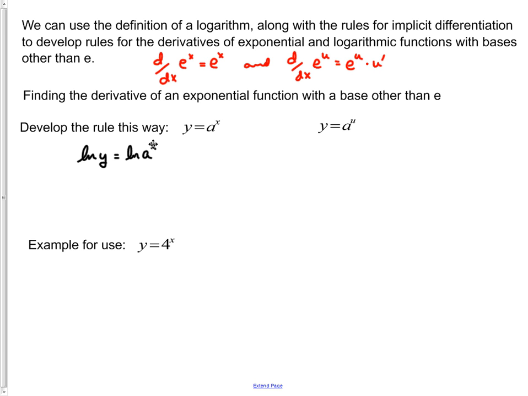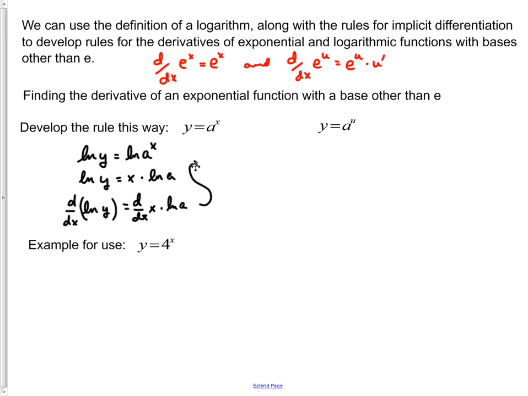Well, rewriting that using the power property for logarithms, the natural log of y is equal to x times the natural logarithm of a. So how does that help us? Well, in this case, we take the derivative using implicit differentiation: the derivative with respect to x of the natural log of y, set equal to the derivative with respect to x of x times, it's now a constant, natural log of a.